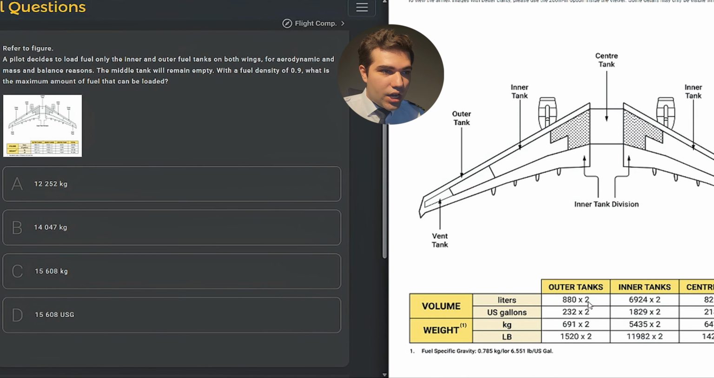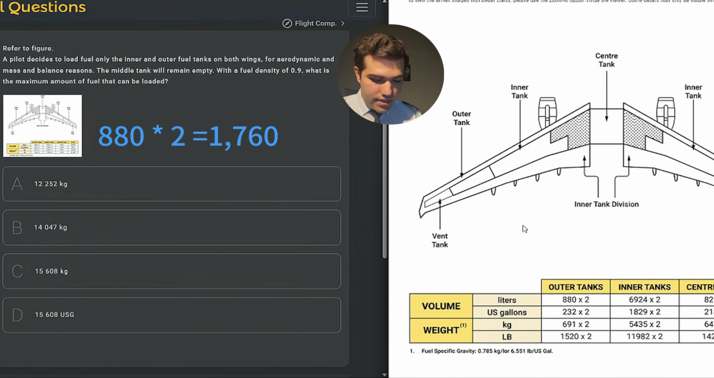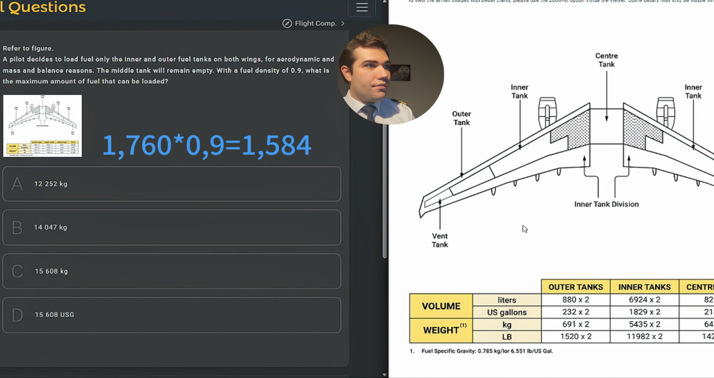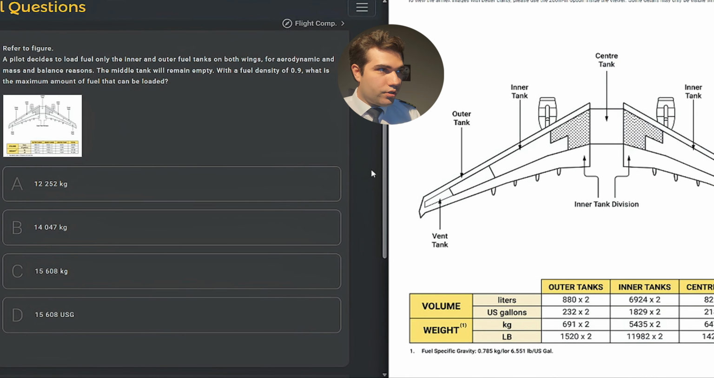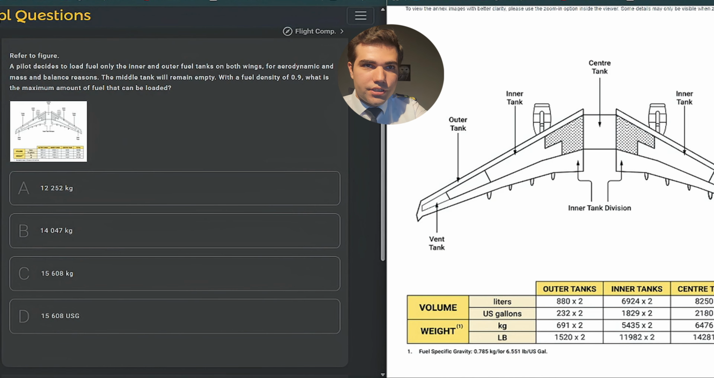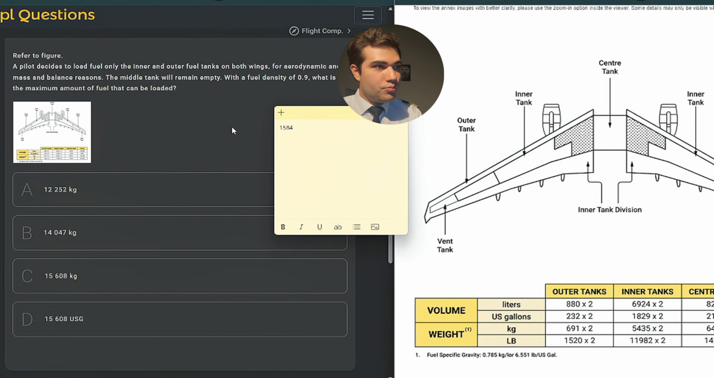We know it's outer and inner tanks. So outer tanks carry 880 liters. So 880 times 2 gives me 1760, times, I will multiply it with 0.9 to get my actual weight, which is 1584. We'll take a note here. I need to put a note here.